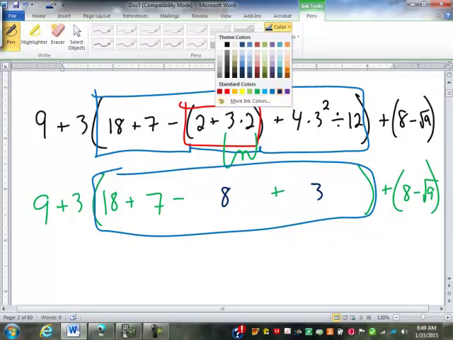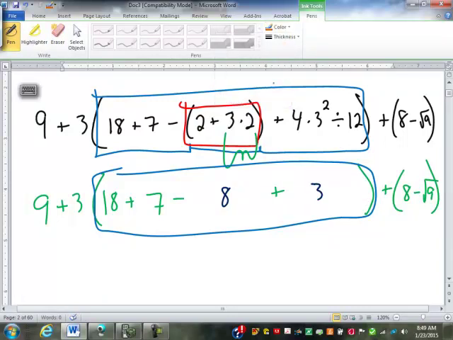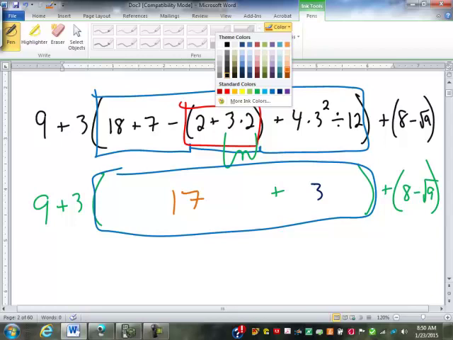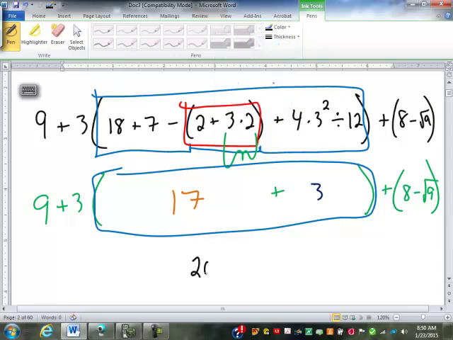So now all that's left is addition and subtraction. We're going to work left to right. 18 plus 7 makes 25. Next, we have the 25 minus 8 makes 17. And then we have 17 plus 3, which is 20.